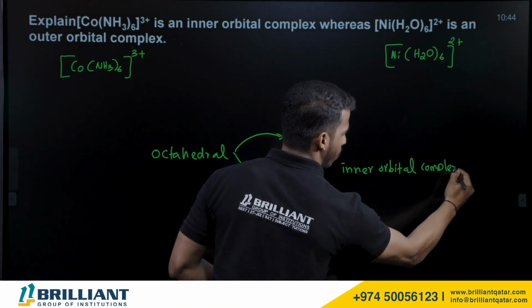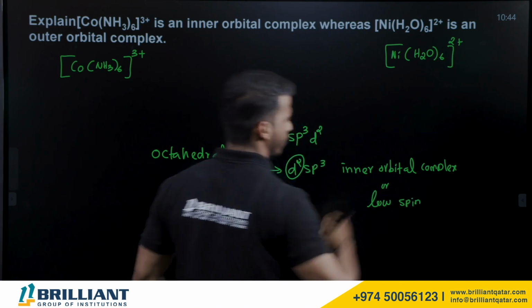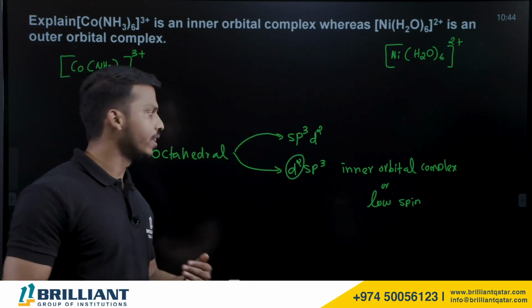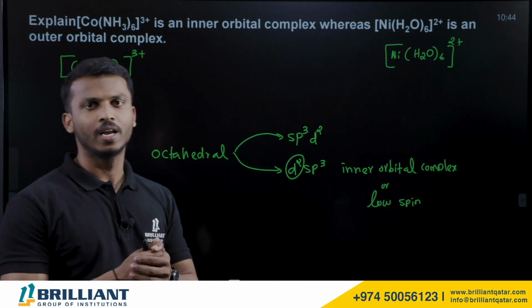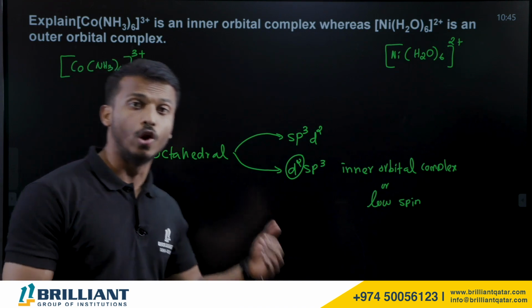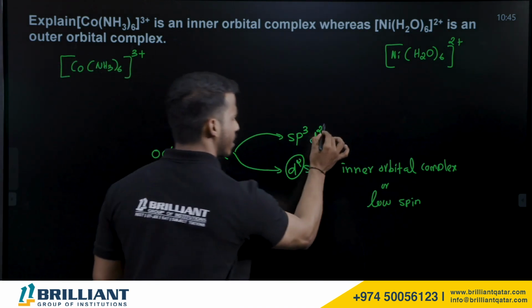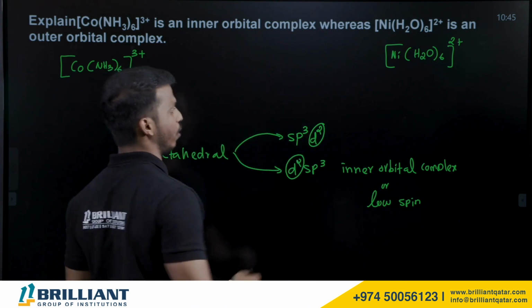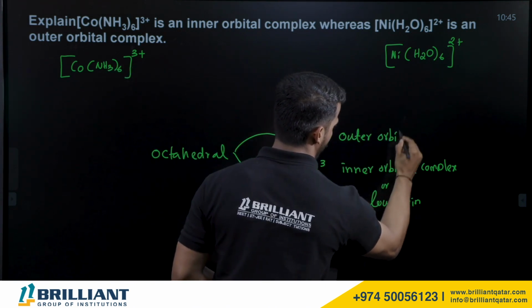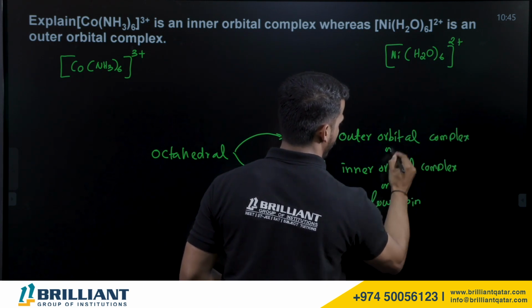Inner orbital complexes are also known as low spin complexes. If the hybridization is d2sp3, they are using inner d orbital, therefore they are called inner orbital complexes or low spin complexes. At the same time, in sp3d2, they are considering the outermost d orbital, therefore they are called outer orbital complexes. Outer orbital complexes are also known as what?